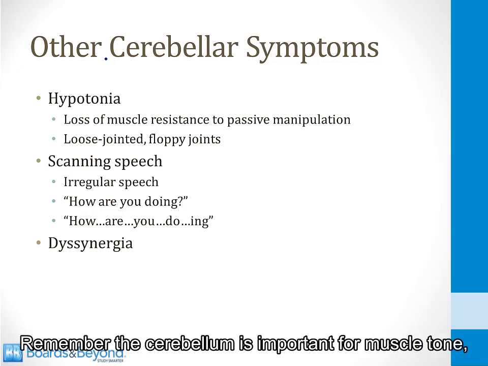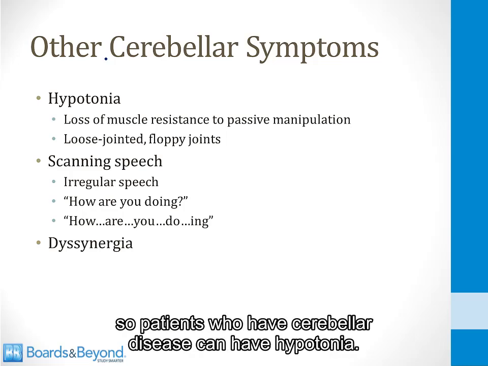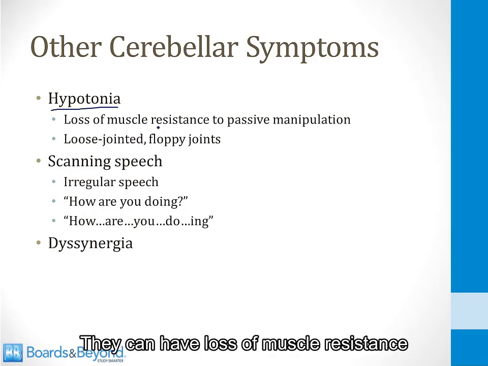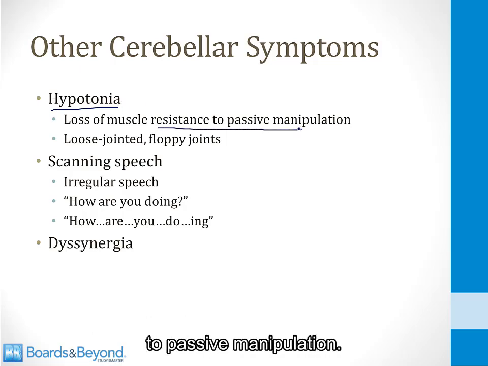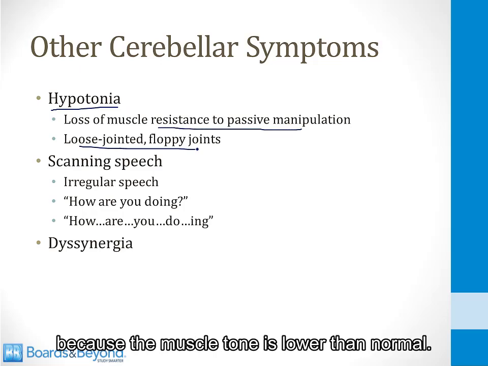Remember, the cerebellum is important for muscle tone as well as coordination of movements. So patients who have cerebellar disease can have hypotonia. They can have loss of muscle resistance to passive manipulation. They often have loose jointed, floppy joints because the muscle tone is lower than normal.